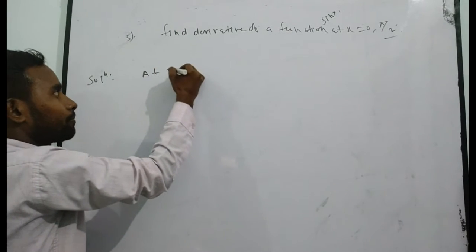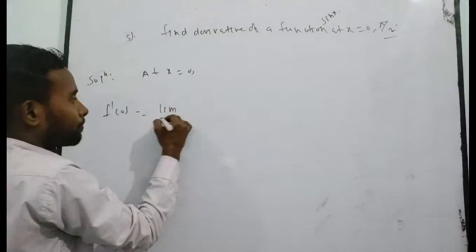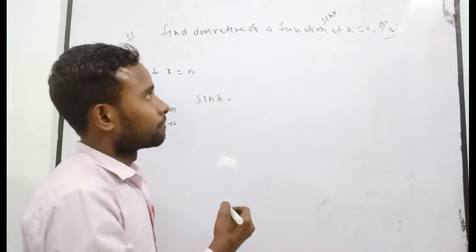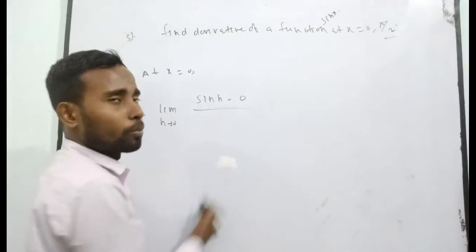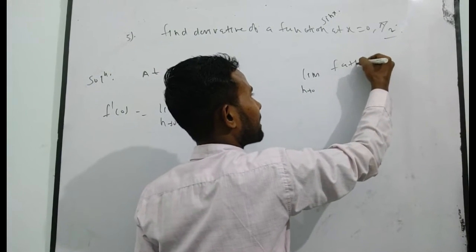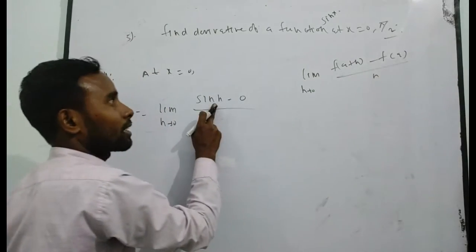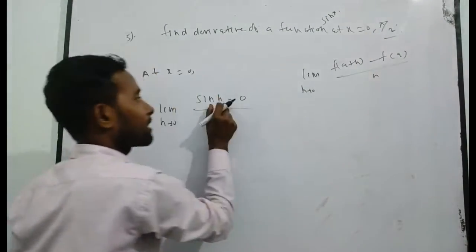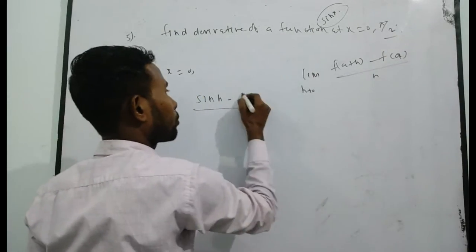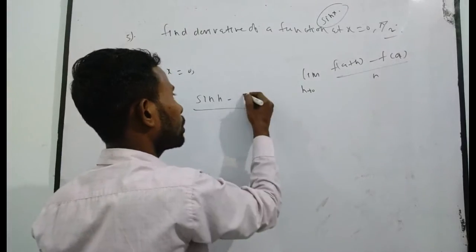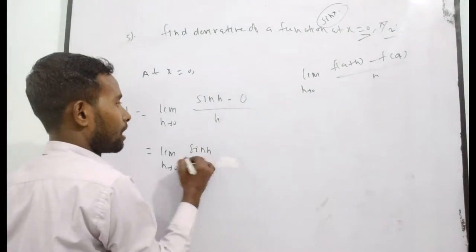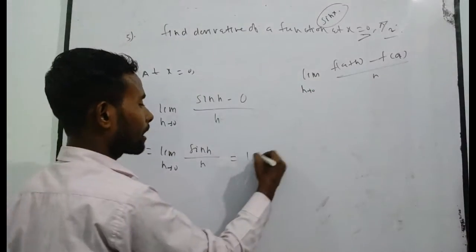At x equal to 0, f dash 0 will be the limit h tends to 0 of sin h minus sin 0, because I have already told you the formula. It is very easy: limit of f(a plus h) minus f(a), divided by h. Here f(a plus h) means that a is equal to 0, so it will be 0 plus h, that means sin h, minus f(a). If you put x is equal to 0, sin 0 is equal to 0. Divided by h. As you know, using the formula of limits relevant to trigonometric functions, the value will be 1.